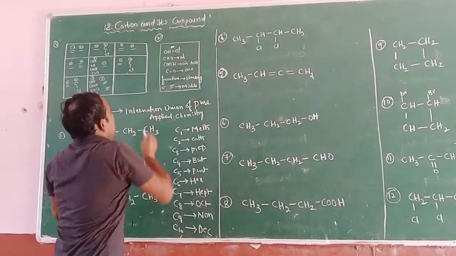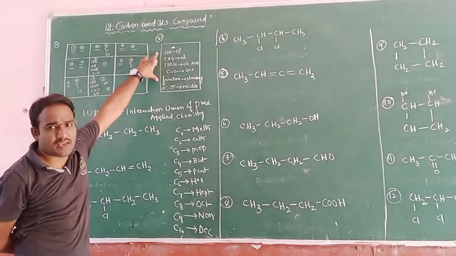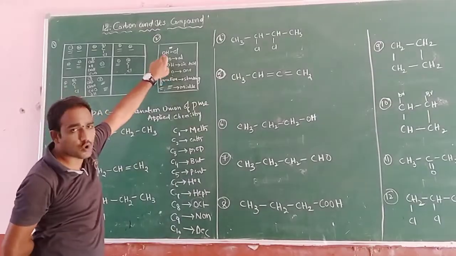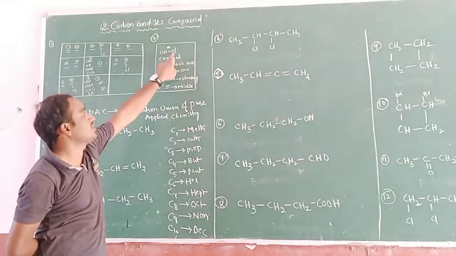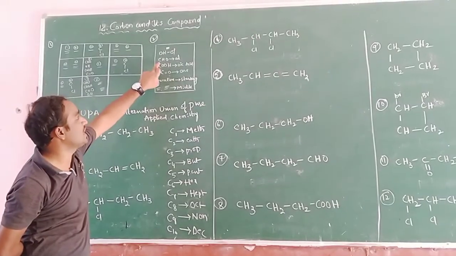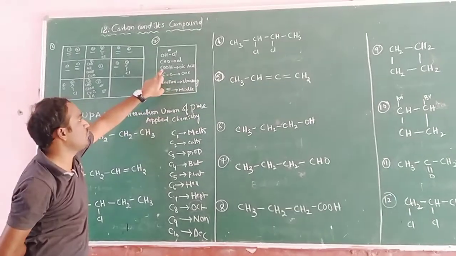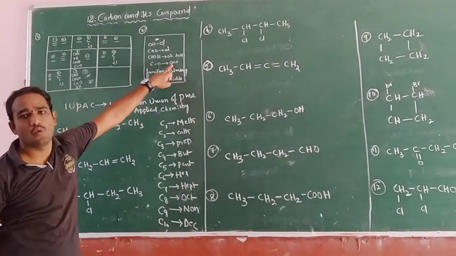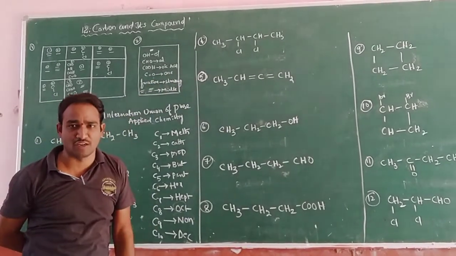Here, if any chemical equation has an OH functional group, that is ol. If it is CH4, that is an alkane. COOH is oic acid, and C double bond O, that is one, so that is a ketone functional group.